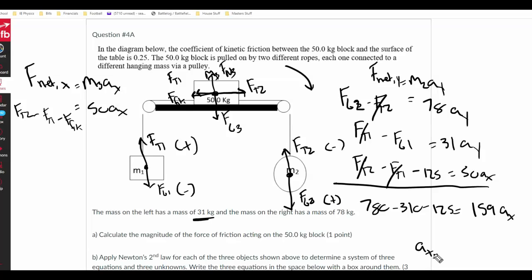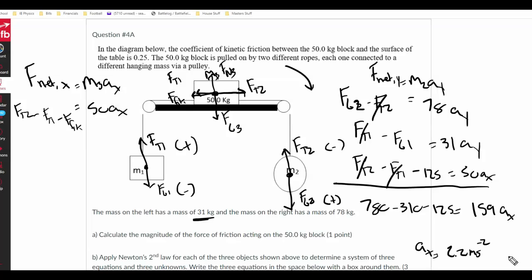Okay, so 78 minus 310 minus 125 divided by 159, and I get 2.2 meters per second squared. Okay, so that gets me 2 points, and then the last 2 points are finding the 2 different tensions. And again, if you didn't know there's 2 different tensions, that costs you a lot of points.